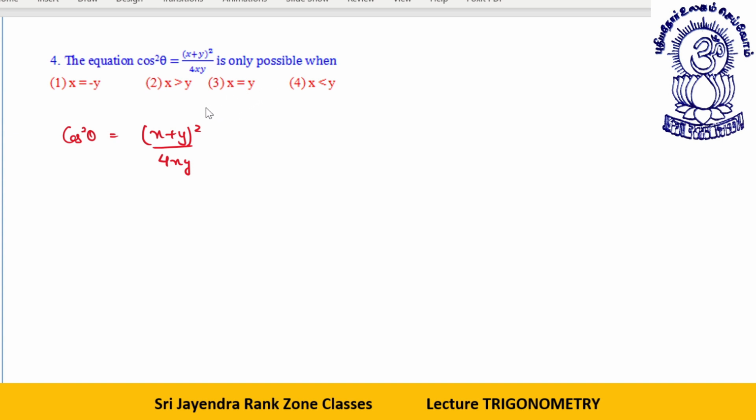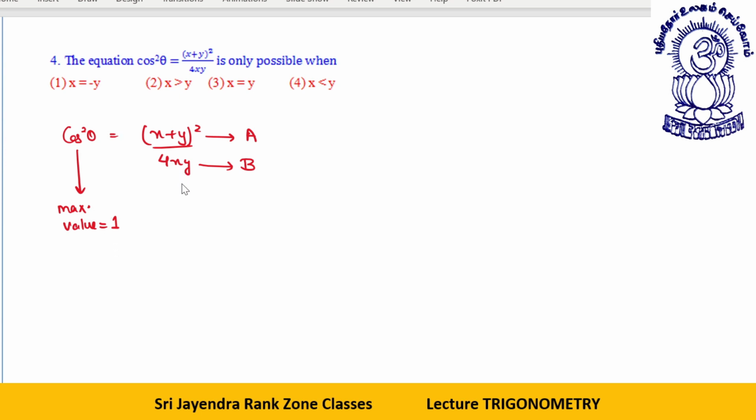A very special and genuinely tricky question, but it can come in any sort of exam. See, let's say this expression is A, this expression is B. This is cos square theta. Its maximum value is 1.